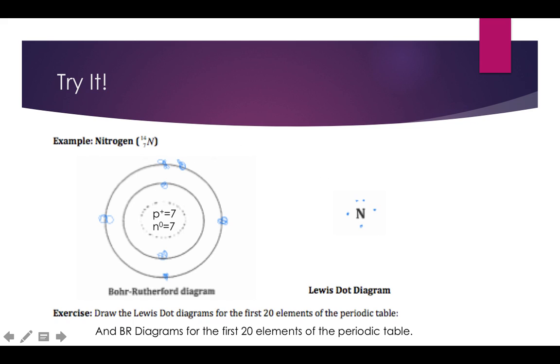So your homework for today, and I imagine that all of you should be able to get it done in class, I'm going to ask you to draw the Lewis dot structures. So you have a worksheet in your package that has all of the different elements from 1 to 20. I'd like you to draw the Lewis dot structures for each of those elements. That should be very, very quick. And you should notice some very strong patterns. And then when you're done that, I'd like you to draw the Bohr-Rutherford diagrams for the first 20 elements.